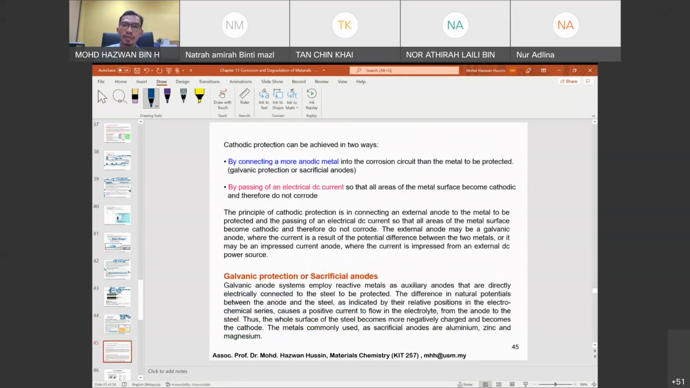And in order to achieve cathodic protection, there are certain rules. You must connect your metal with the sacrificial anode, and by passing electric current, DC, so that the metal surface becomes cathodic and does not corrode. So this is actually the principle, and it also must be in the same environment, the same electrolyte.